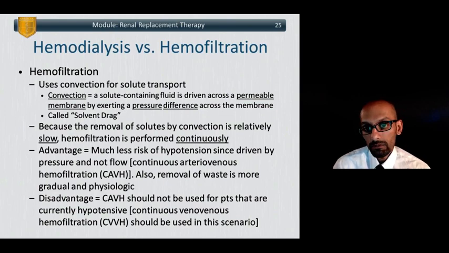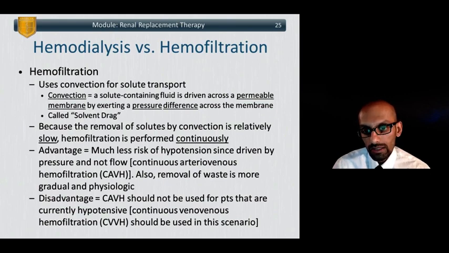The advantage is you get much less risk of hypotension compared to hemodialysis, since it's driven by pressure and not flow. So this is what we're talking about when we talk about continuous arteriovenous hemofiltration, methodologies of that sort. Removal of waste is a lot more gradual and physiologic. So you wouldn't do this for someone with life-threatening hypervolemia or encephalopathy or hyperkalemia. This is for more gradual management of electrolytes and acid-base balance.